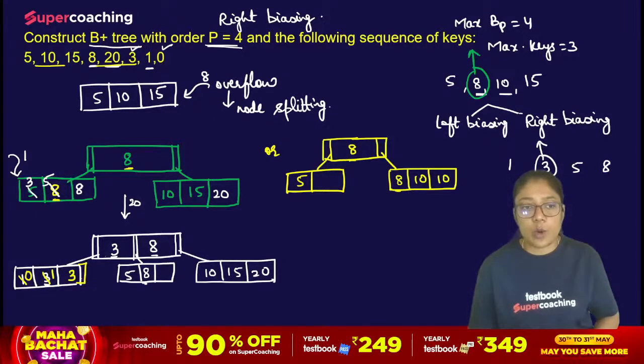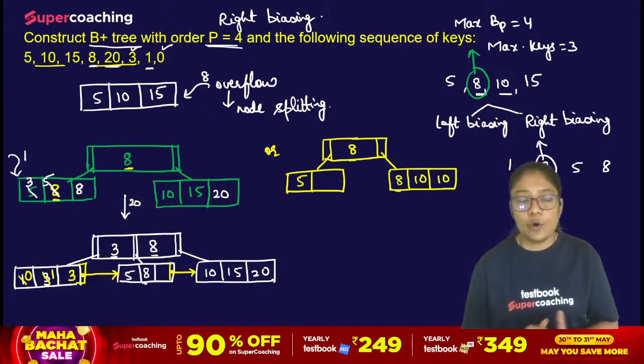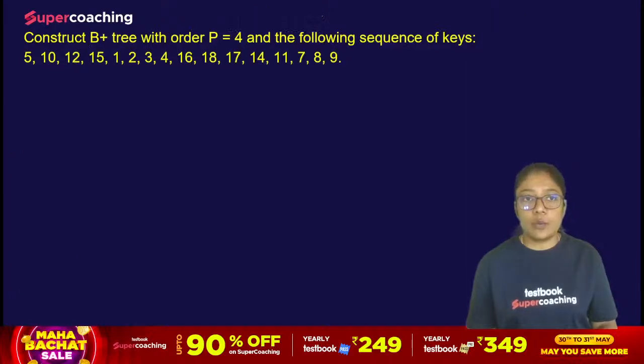There will be one block pointer that will be pointing to the next node. One block pointer is available at the leaf level which is pointing to the next node, and this supports sequential access. I hope that this is also clear. Formulas for both internal node and leaf node we have already covered, so you can go through it.